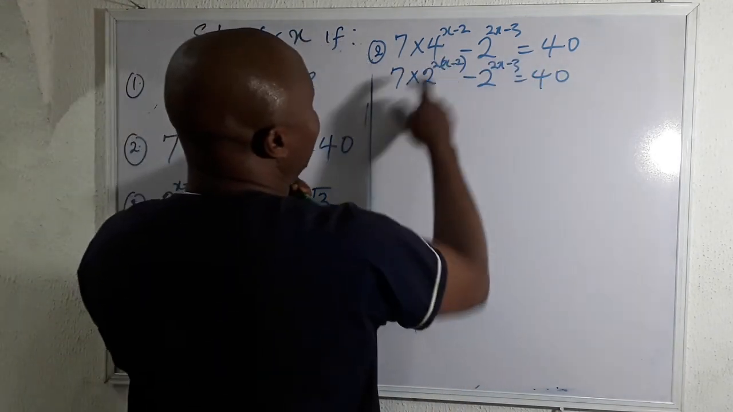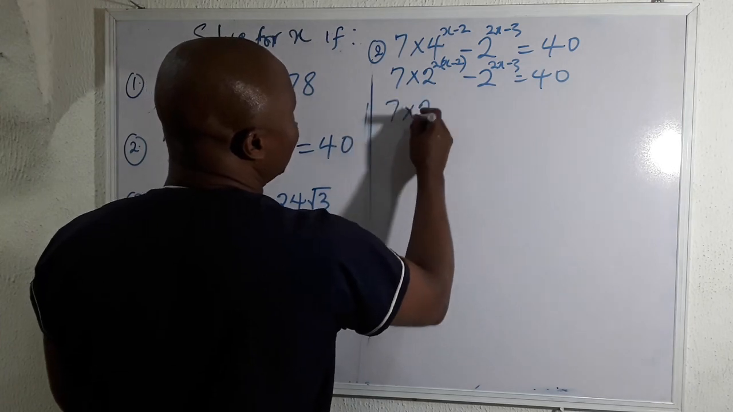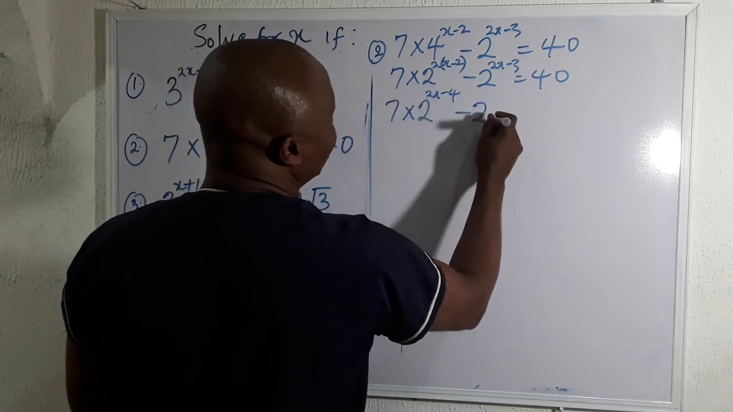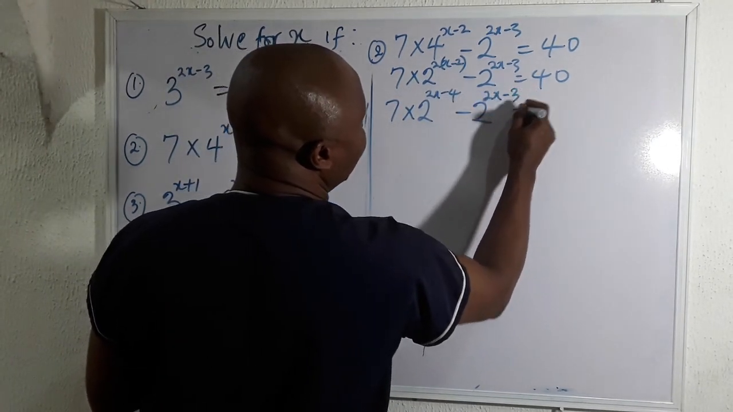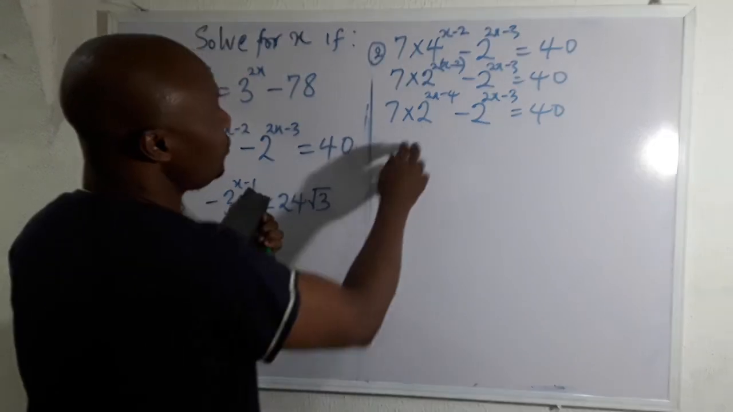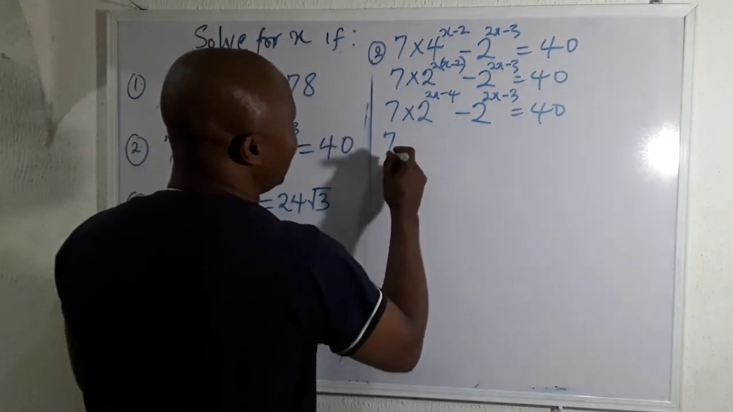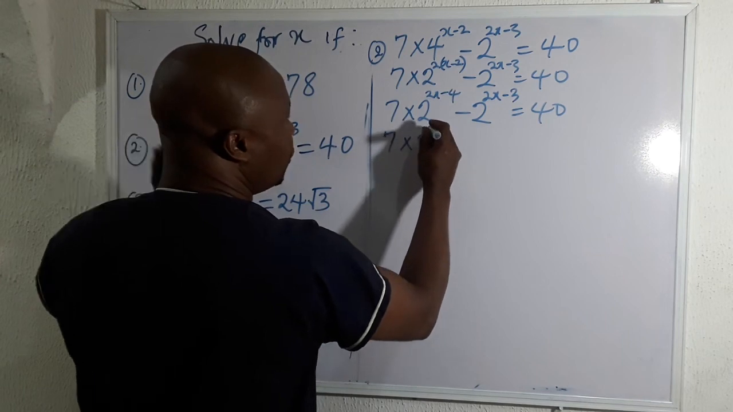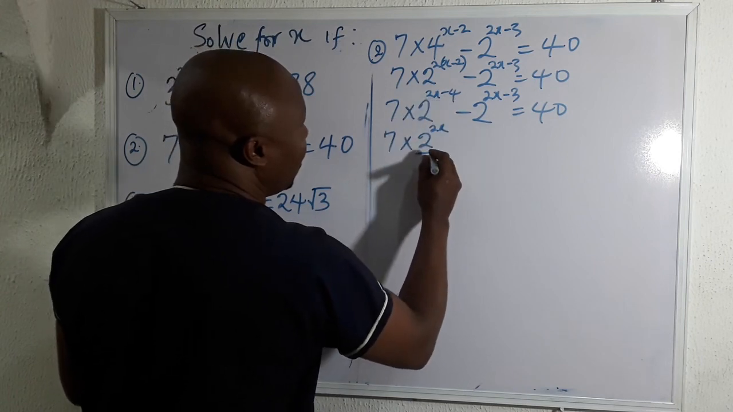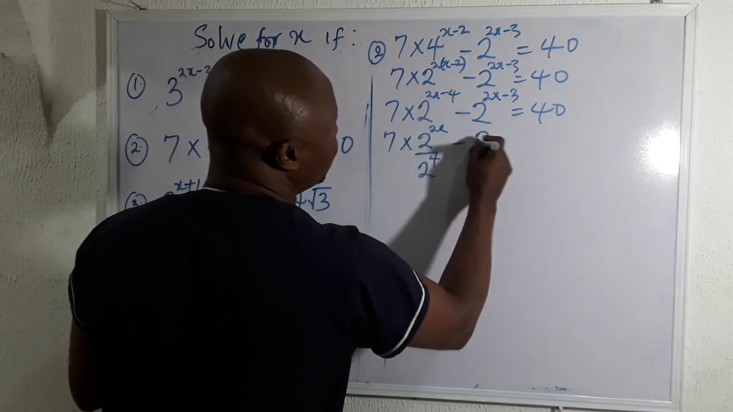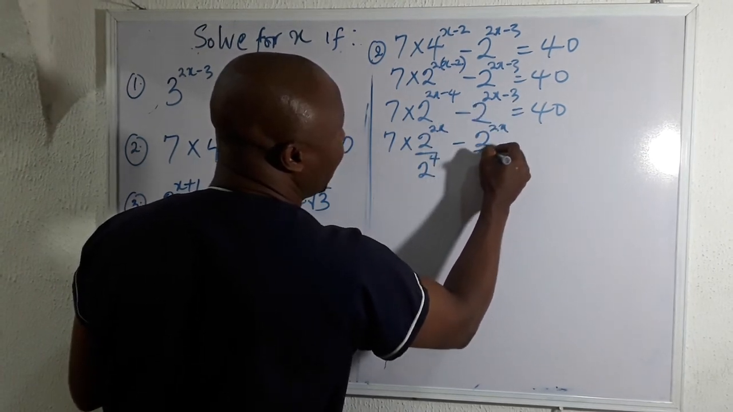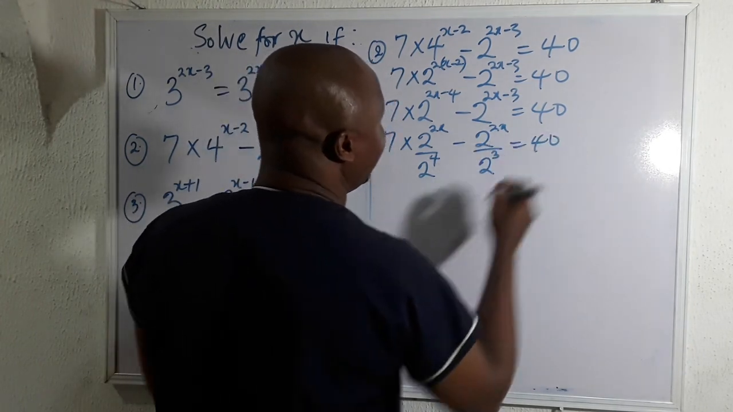So we can open that bracket. That will give us 7 times 2 raised to the power 2x, 2 times 2 is 4, minus 2 raised to the power 2x is equal to 40. Now here we can decide to apply the law of indices: 7 times 2 raised to the power 2x divided by 2 raised to the power 4, minus 2 raised to the power 2x divided by 2 raised to the power 3, and that will be equal to 40.